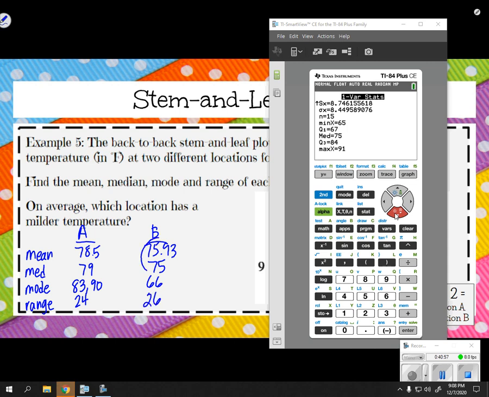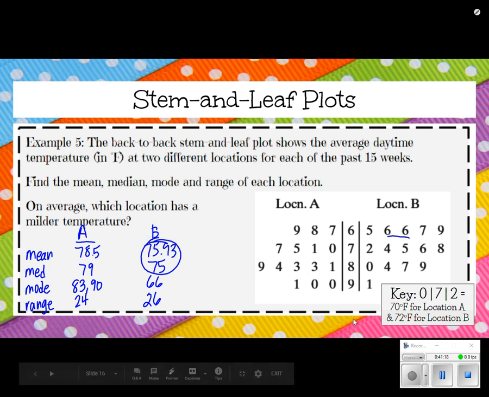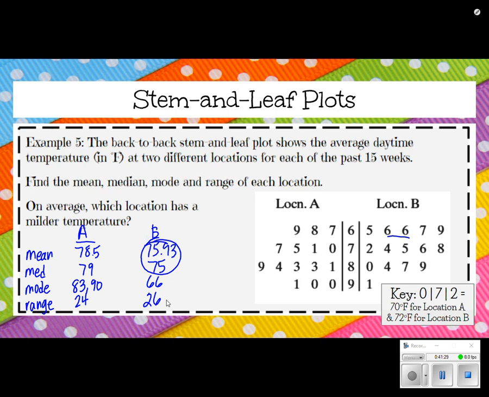So because of these, and maybe even the mode, since we have multiples in the 60s, I would say that location B has a milder temperature than location A. So that's just pulling all that together. Then you can do mean, median, mode, and range from these because you can see the number values. We're going to talk later about how in some of our graphical displays we can't see them, so we won't be able to figure out the mean, the median, the mode, and even possibly the range if we don't have the data set.